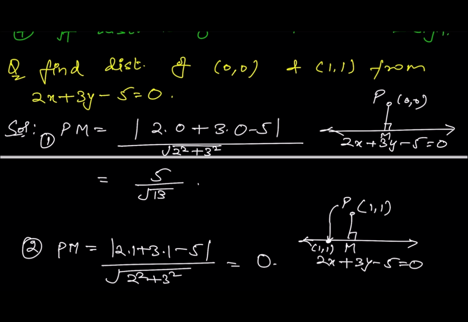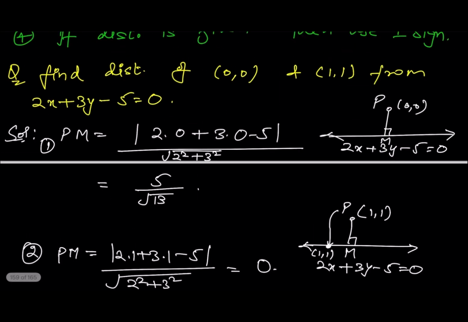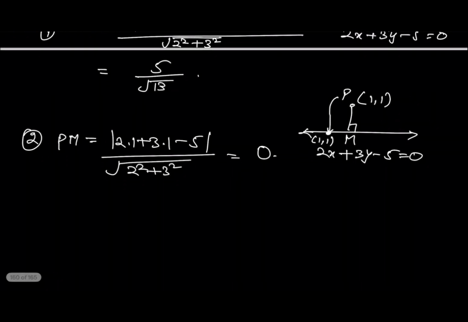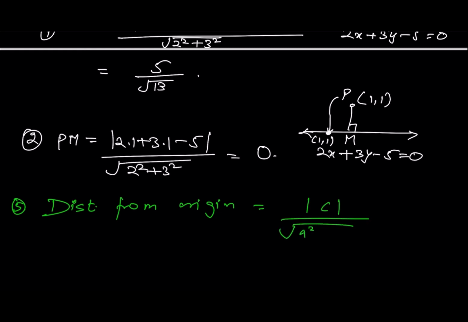In the first part we have seen the distance of origin from the line. So make note for this also. Note number 5 is distance from origin is equal to mod c upon root over a square plus b square.